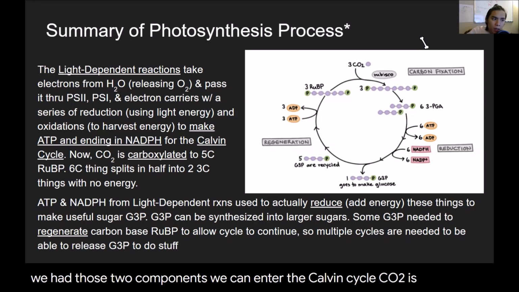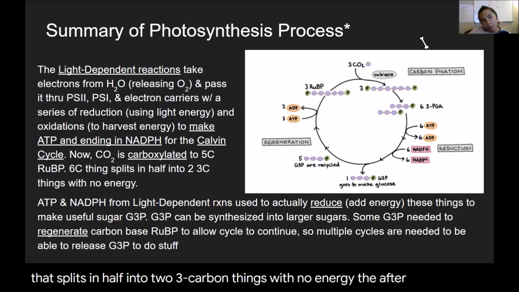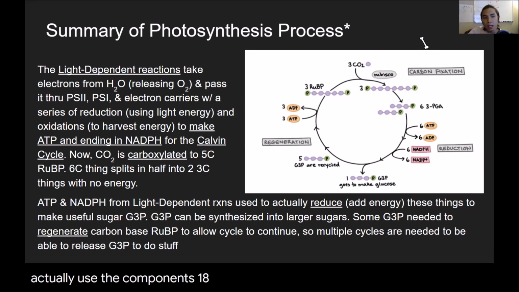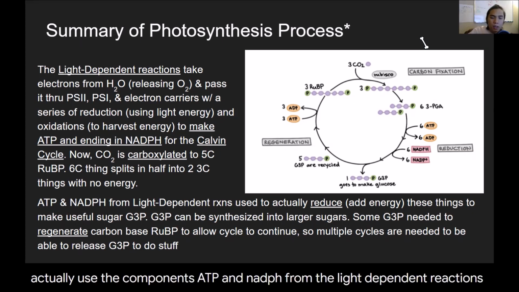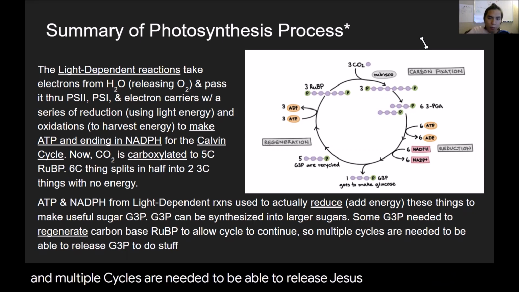CO2 is carboxylated to a 5-carbon compound called RuBP to make a 6-carbon thing that splits in half into 2 3-carbon things with no energy. After that, we actually use the components ATP and NADPH from the light-dependent reactions to reduce, or add energy, to these things. And that results in a useful sugar being made, G3P. G3P can be synthesized into larger sugars like glucose. Some G3P is needed to regenerate the 5-carbon RuBP to allow the cycle to continue, and multiple cycles are needed to be able to release G3P to do stuff.